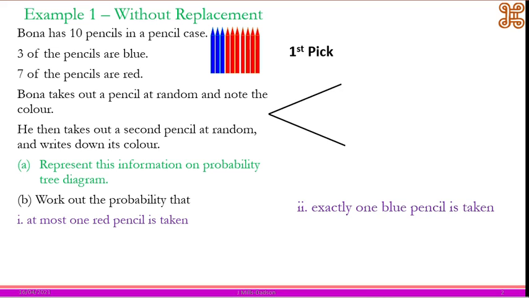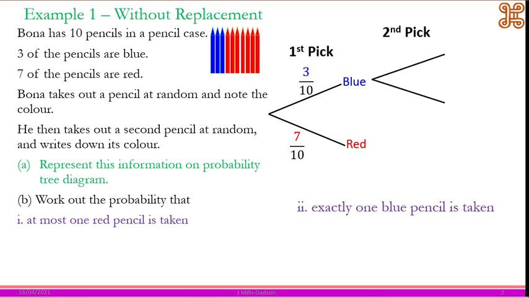And what happens during the first picking? So during the first one, to pick a blue is 3 out of 10. And also to pick a red will be 7 out of 10. That one is very easy for us to understand. Now, when it comes to a probability tree diagram without replacement, you need to be very careful during the second picking.